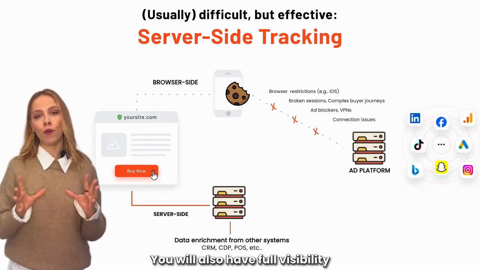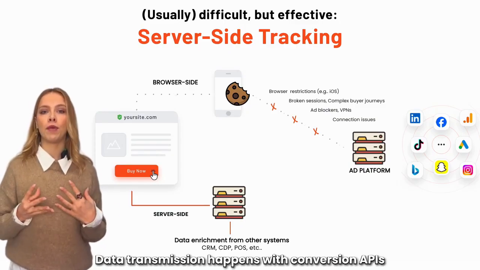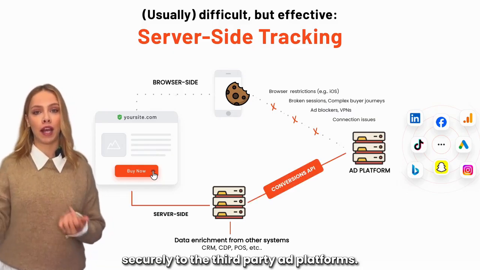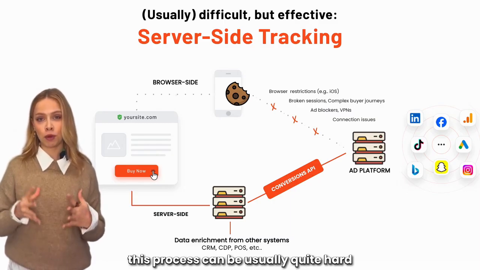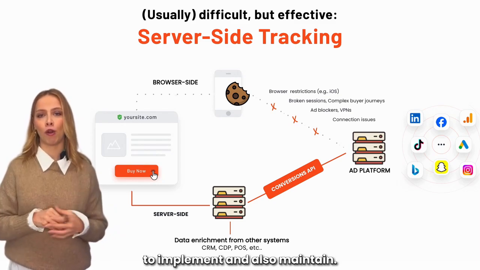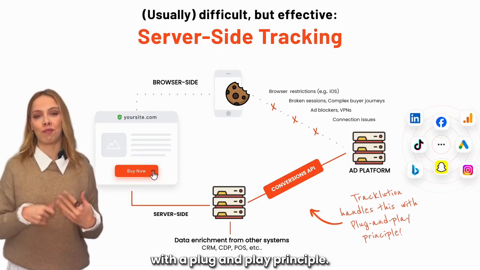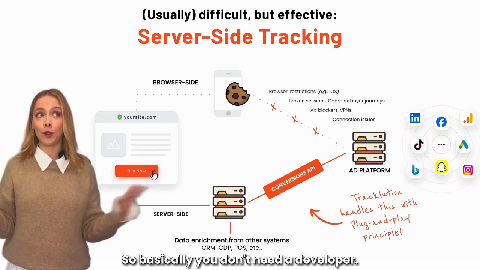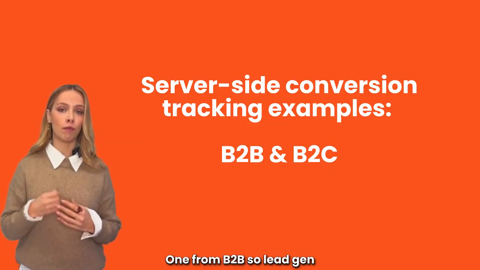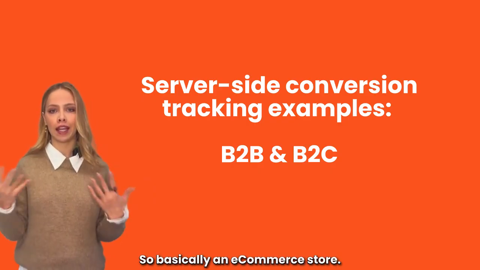You will also have full visibility over the data that you are tracking. The data transmission happens with conversion APIs securely to the third-party ad platforms. As I mentioned before, this process can be usually quite hard to implement and also maintain, but we at Tracklution handle this whole process with a plug-and-play principle. So basically, you don't need a developer. I will explain this process with two examples. One from B2B, so lead gen, and one from B2C industry, so basically an e-commerce store.